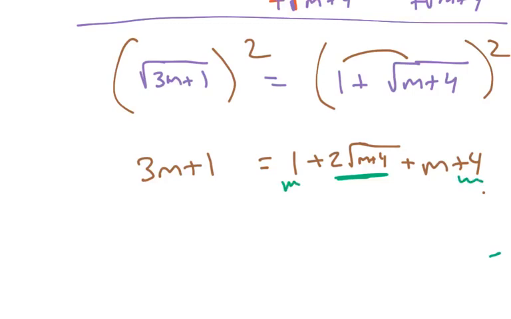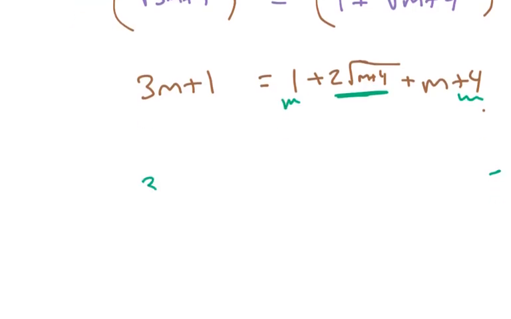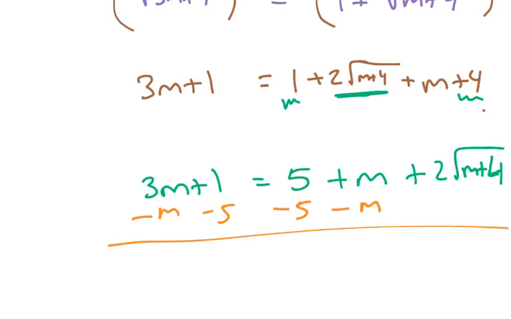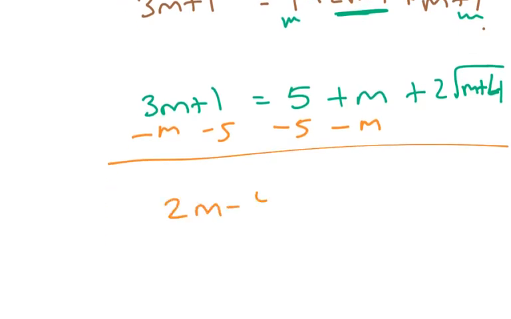Before I start moving things over, let's go ahead and consolidate terms. So I'm going to get 3m plus 1 equals 5 plus m plus 2 square root m plus 4. And you'll notice that I also rearranged it so that I have my number in front of the square root. If you like that, you can do that. You don't have to. It's just sort of a preference thing. So now I'm going to subtract 5 and also m, so I end up getting 2m minus 4 equals 2 square root m plus 4.